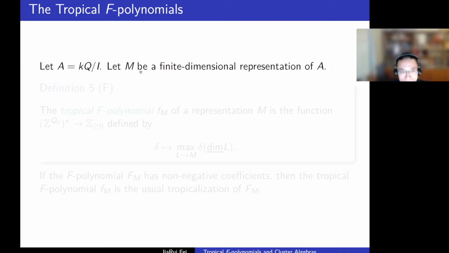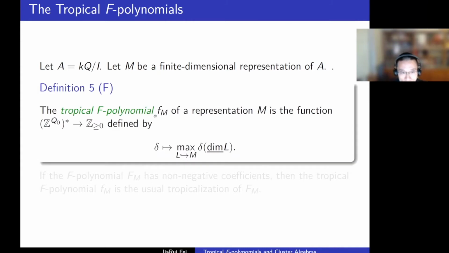So consider any finite dimensional representation of this algebra. So the tropical F-polynomial of M is the following function. I'm going to view the weight vector as an element in the dual space. So Q0 here is the number of vertices. Sorry, it's the vertex set of the quiver.